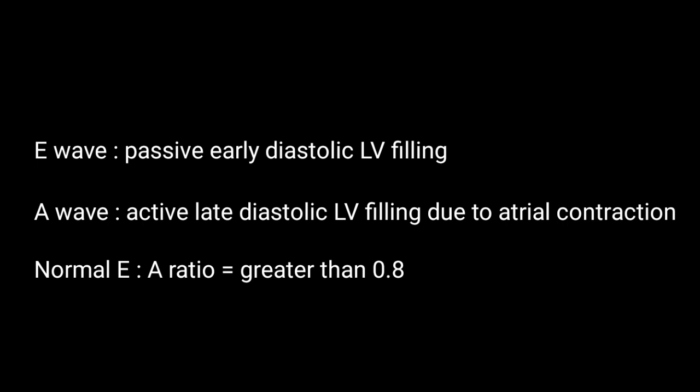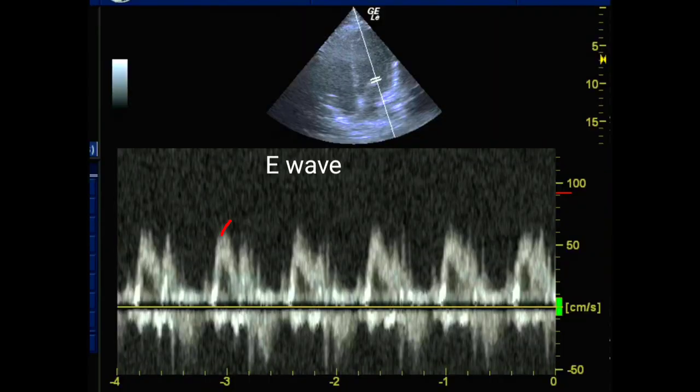With that in mind, if there is abnormality in E wave, it means LV relaxation is impaired. And if there is abnormal A wave, it means atrial contribution towards the diastolic filling of the left ventricle is impaired.